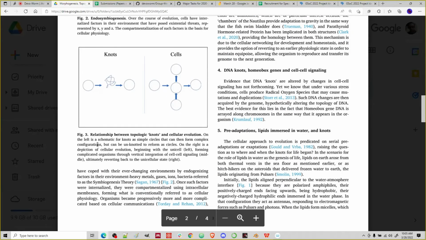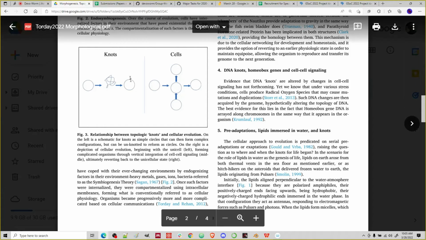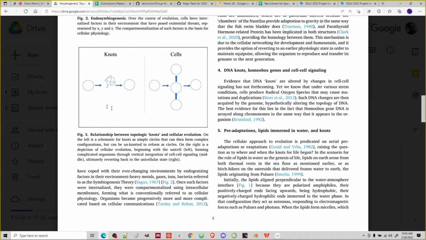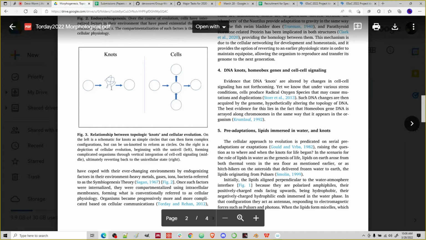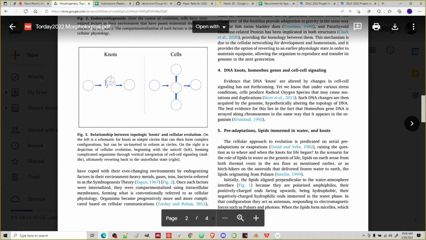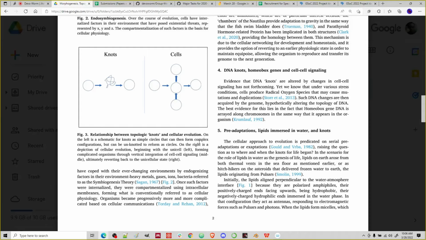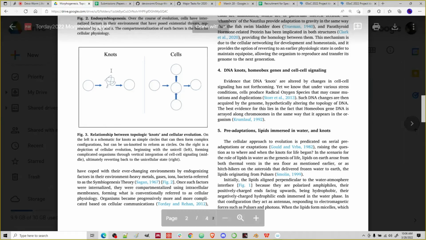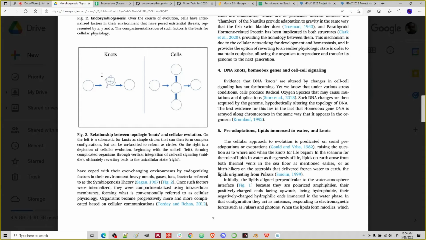And so finally, this relationship between topologic knots and cellular evolution. On the left is a schematic for knots as simple circles that can then form complex configurations, but then can be unknotted to reform as circles. So you can have these knots that can reconstitute back into cells. So this is the idea of knots. I don't really know what this knot is supposed to be, but it's basically integration of different things. So he's showing that it's reversible in some cases.